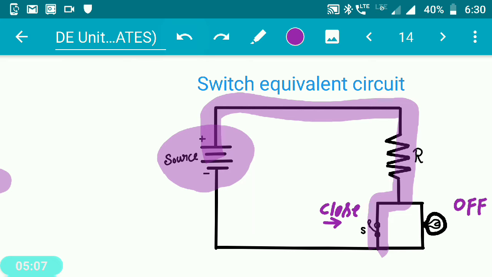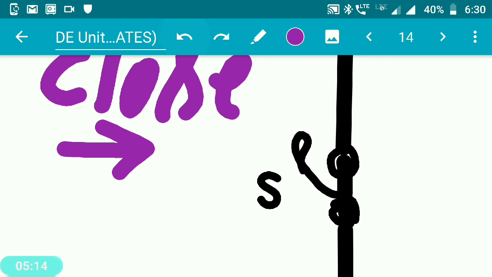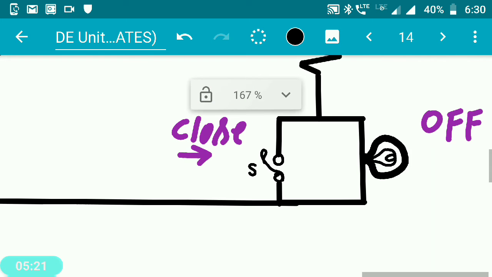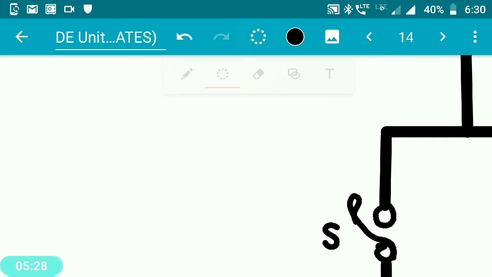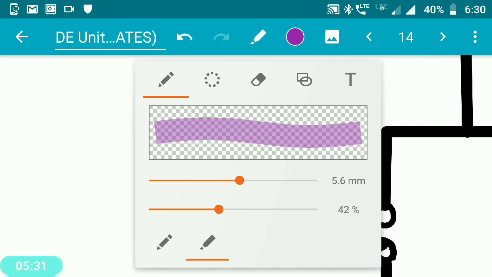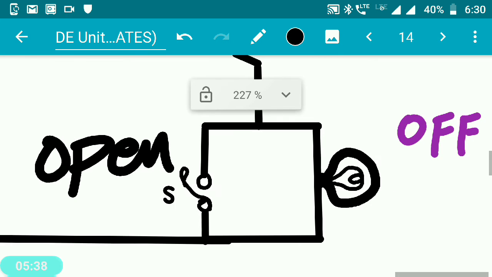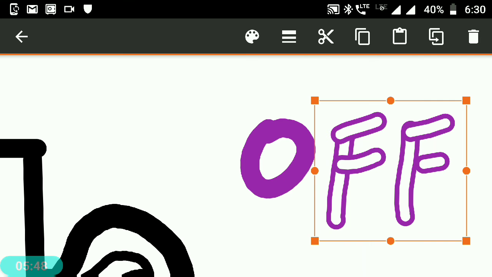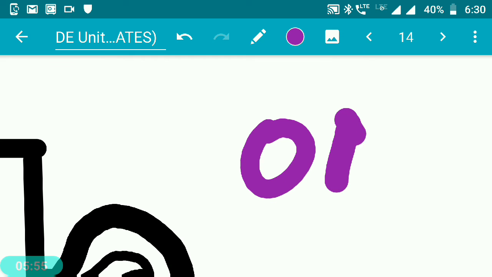If the switch is open, let me just write it here. So if the switch is open, we call this open, right? So I should write open here. The switch is open. When the switch is open, the lamp is going to glow, the lamp is going to be turned on.